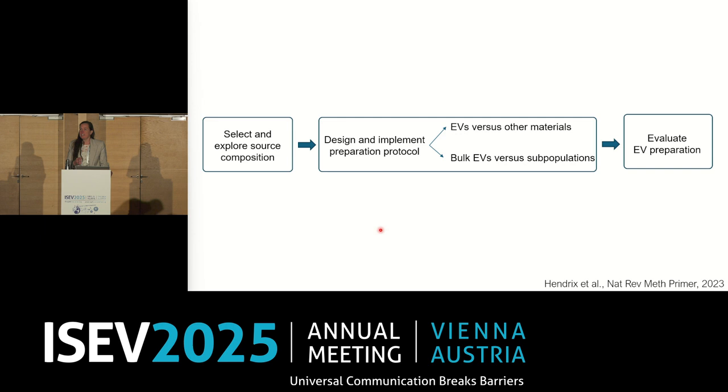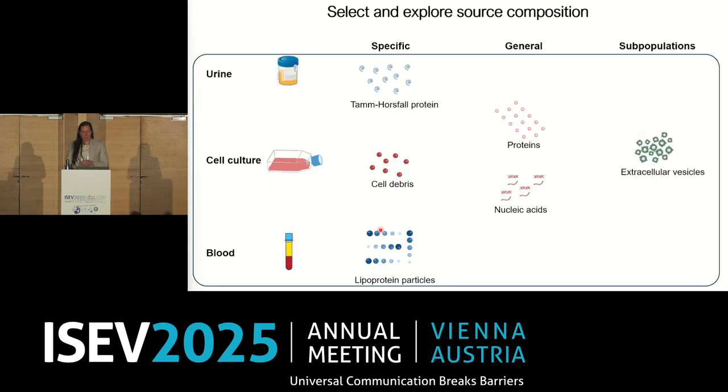And after that, it's crucial in a third step to evaluate the EV preparation that you obtained. Why? Because then you will be able to understand which different types of extracellular vesicles and particles were retrieved with the preparation protocol that you designed. So let's kick off with selecting the source and exploring its composition.